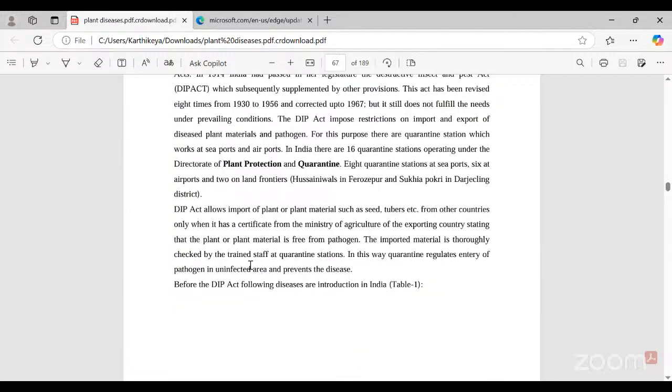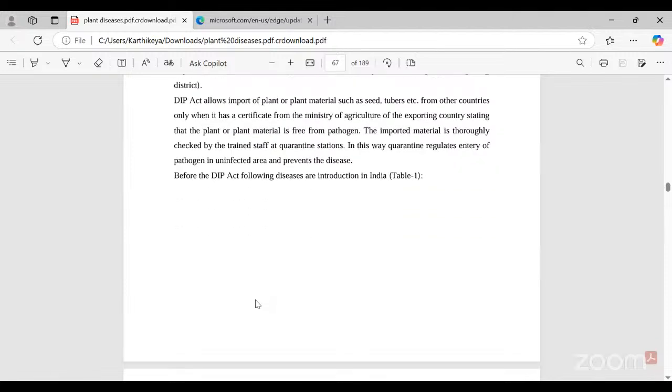The DIP Act allows import of plant or plant material such as seed, tuber, etc. from other countries only when it has a certificate from the Ministry of Agriculture of the exporting country stating that the plant or plant material is free from pathogen. The imported material is thoroughly checked by trained staff at quarantine stations. In this way, quarantine regulates entry of pathogens into uninfected areas and prevents disease.